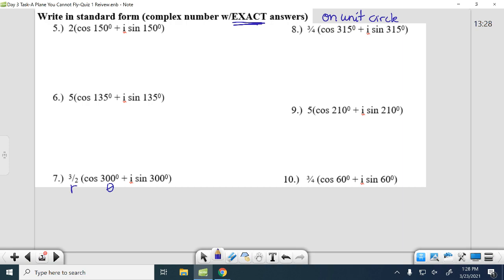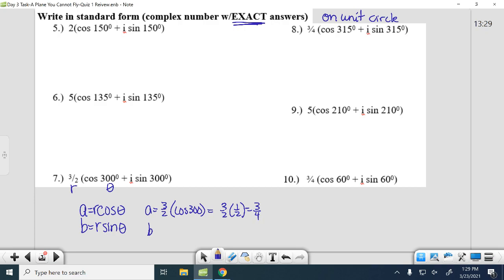Let's see, we need to find our a and our b values. a is r cosine of theta, and b is r sine of theta. So my a value is going to be 3/2 times, what's cosine of 300 degrees? That's an exact value on the unit circle. At 300 degrees, your x value is 1/2. So a is 3/2 multiplied by 1/2, which is 3/4.